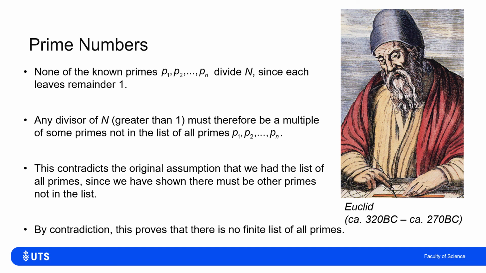So when I assume that I've got all of the primes, I demonstrate that I can always find something which must be made up of multiples of other primes. So I've contradicted the idea that there are no other primes, so that means that my initial assumption that I could ever write down a list of all the primes is wrong, and so there is no finite list of all primes. There's infinitely many. Thank you, Euclid.